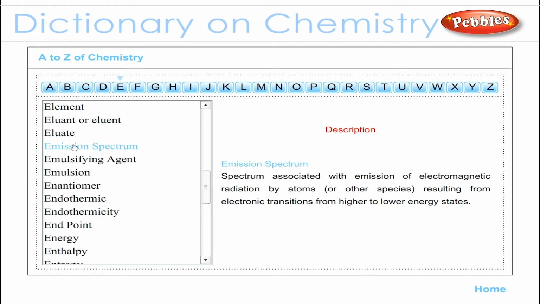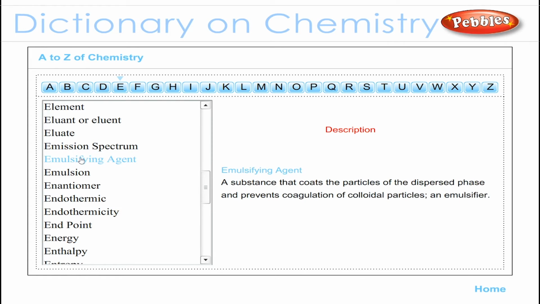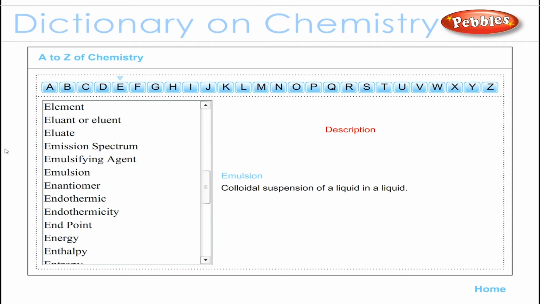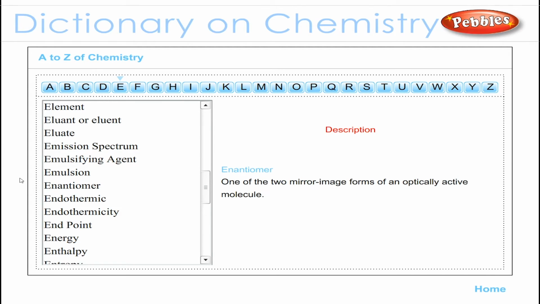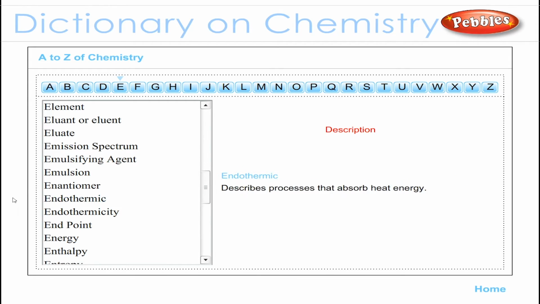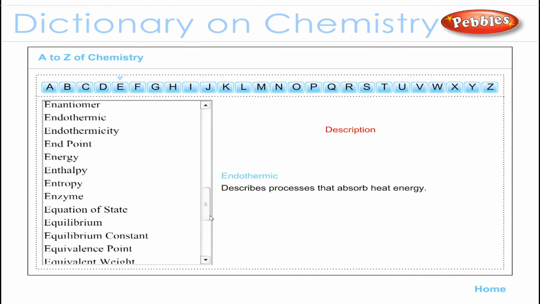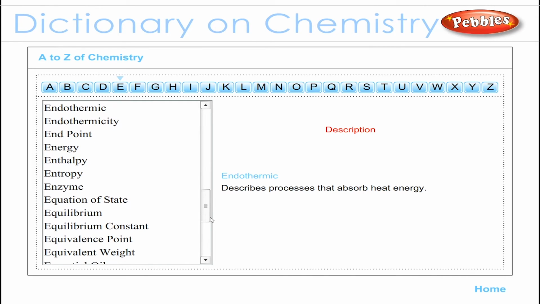Emulsifying agent: a substance that coats the particles of the dispersed phase and prevents the coagulation of colloidal particles; also called an emulsifier. Emulsion: colloidal suspension of a liquid in a liquid. Enantiomer: one of the two mirror image forms of an optically active molecule. Endothermic: describes a process that absorbs heat energy. Endothermicity: the absorption of heat by a system as the process occurs.